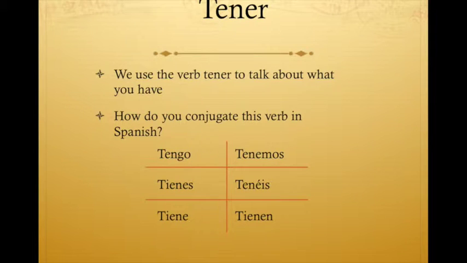To begin, we're going to start with the verb tener, do a quick review of the verb tener, because we use it to talk about what you have. How do we conjugate this verb in Spanish? If you remember from an earlier unit, that is tengo, tienes, tiene, tenemos, tenéis, and tienen. You can see that it is a stem-changing verb, e to ie, in three of the forms, tienes, tiene, tienen, and in irregular yo form, tengo.